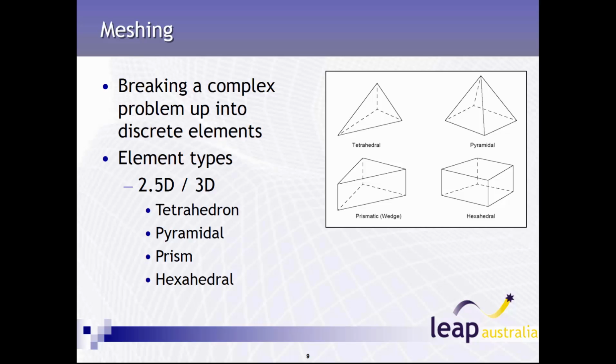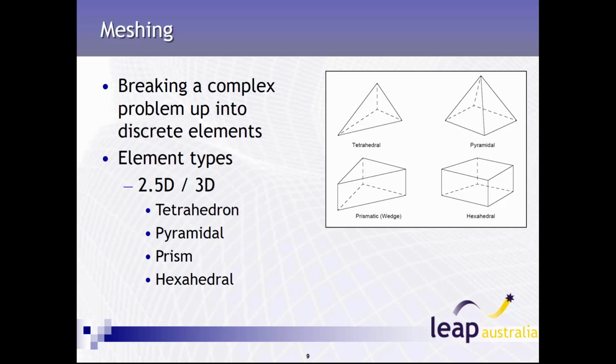Meshing is used to break up a complex problem into discrete and solvable elements and achieve a result that is fast, stable, and accurate. There are different element shapes that can be used to capture the geometry and areas of importance. We will be using tet elements around the fairing to capture the shape.